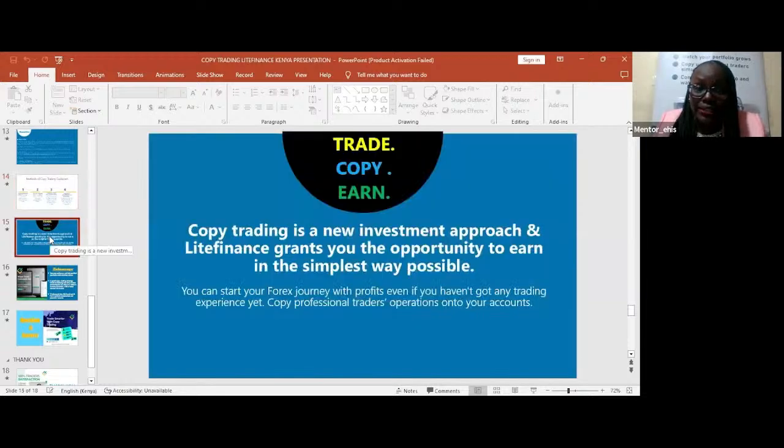And our next slide is, as I said earlier, copy trading is a new investment approach, and Light Finance grants you the opportunity to earn in the simplest way possible. You can start your Forex journey with profits, even if you haven't got any experience, by copying professional traders' operations onto your account. It's possible. You can earn in the simplest way possible. They trade and you copy and you still earn.